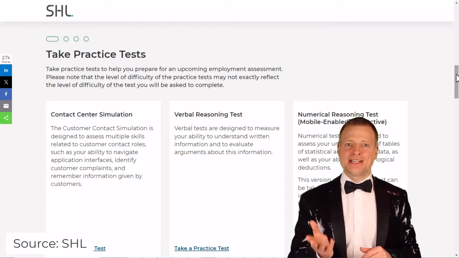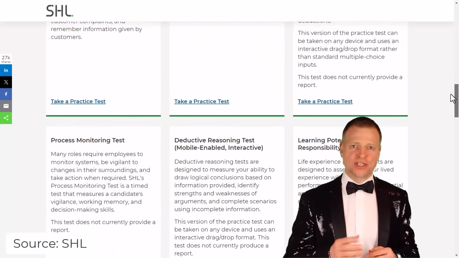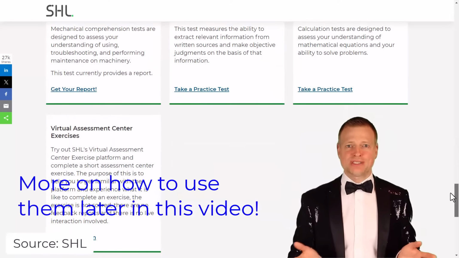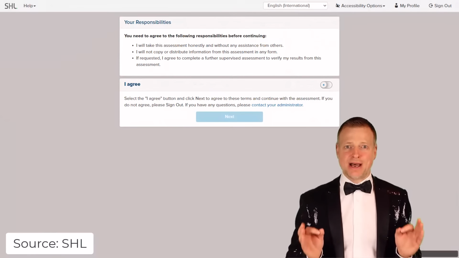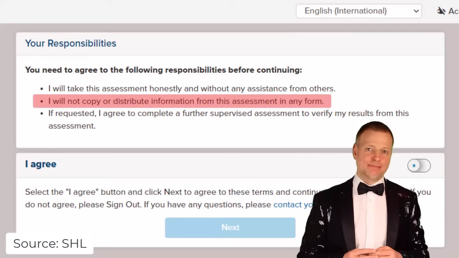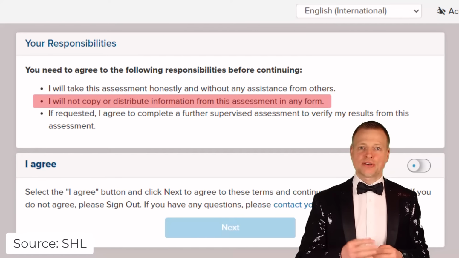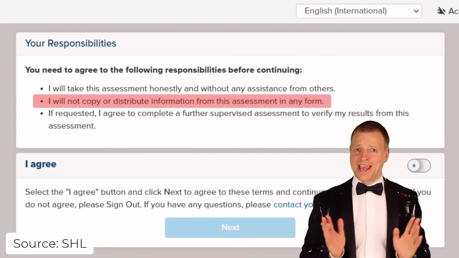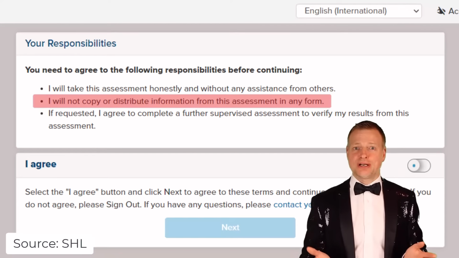SHL is kind enough to offer some General Ability Test mock questions to get an idea of what to expect, and when I was conceptualizing this walkthrough video, I had the idea to take you through some of SHL's official mock assessments. I must admit though that I got somewhat wet feet when going through these mock assessments for you, since SHL demands you to confirm at their beginning: I will not copy or distribute information from this assessment in any form. These mock tests are, however, publicly available for everyone, and probably this clause refers to the actual and secret SHL tests. Still, I do not want to run any risk of being accused by SHL for an intellectual property rights violation.